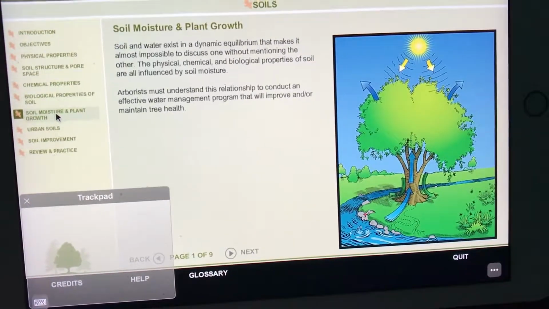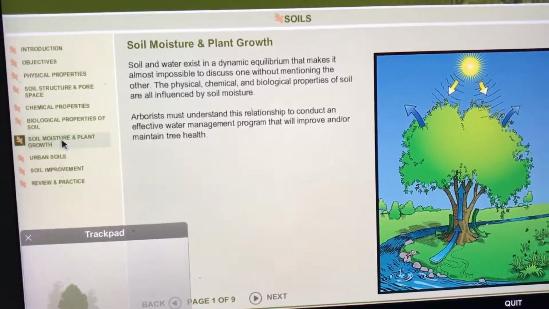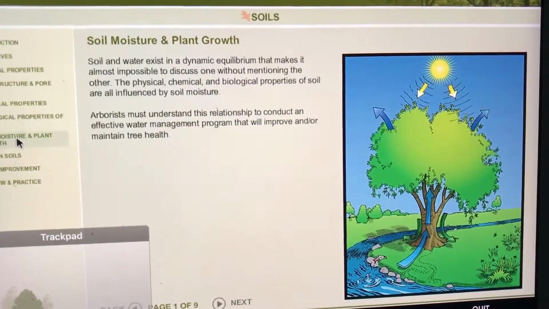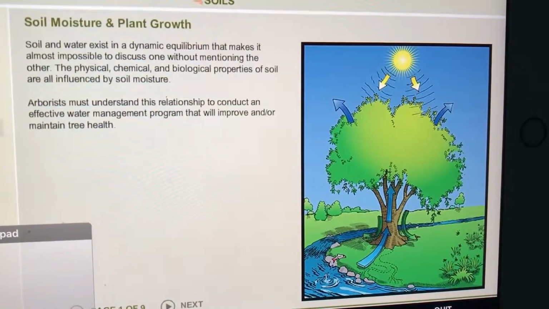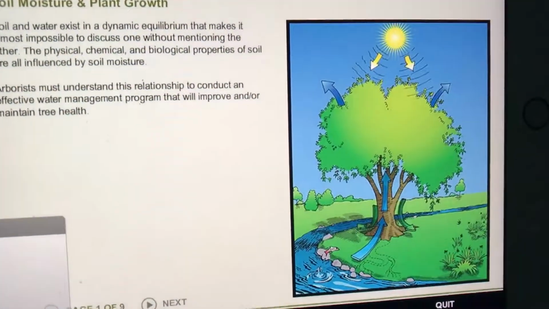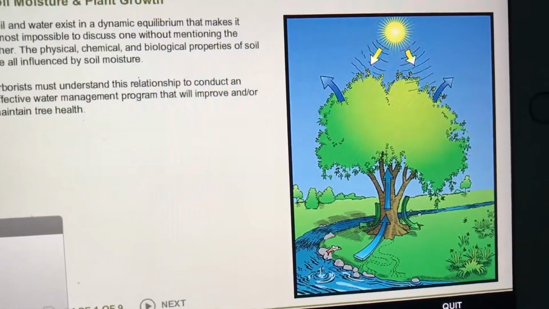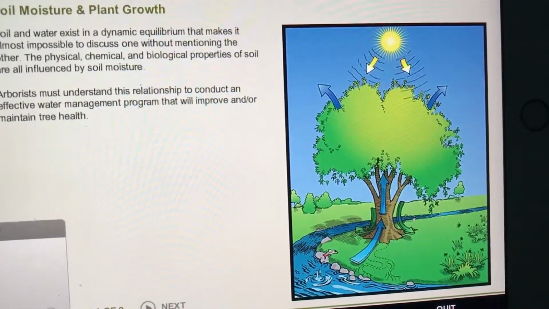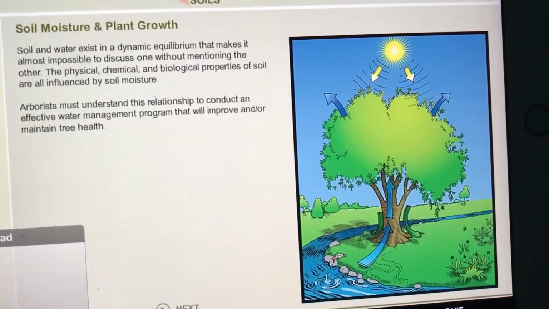Soil and water exist in a dynamic equilibrium that makes it almost impossible to discuss one without mentioning the other. The physical, chemical, and biological properties of soil are all influenced by soil moisture. Arborists must understand this relationship to conduct an effective water management program that will improve and/or maintain tree health.